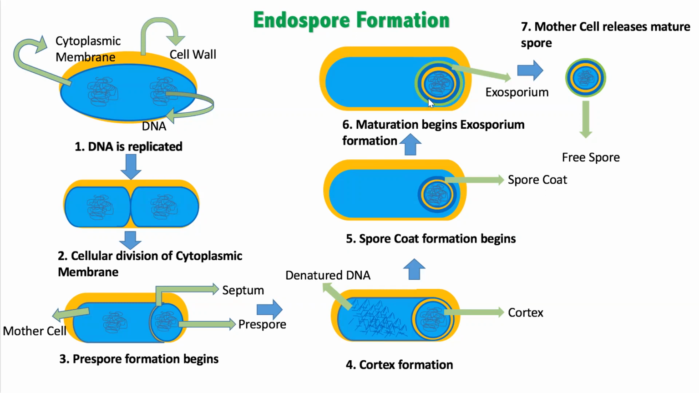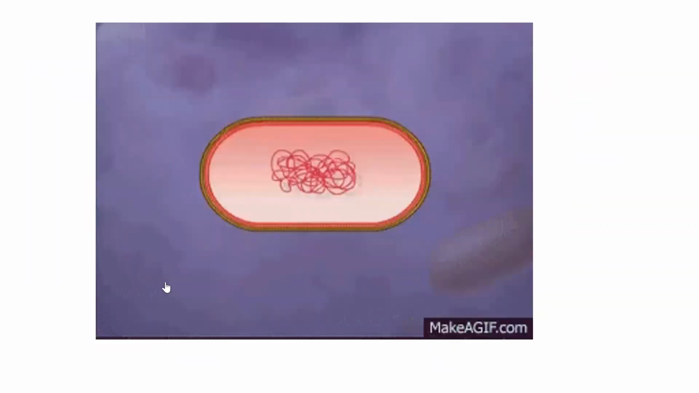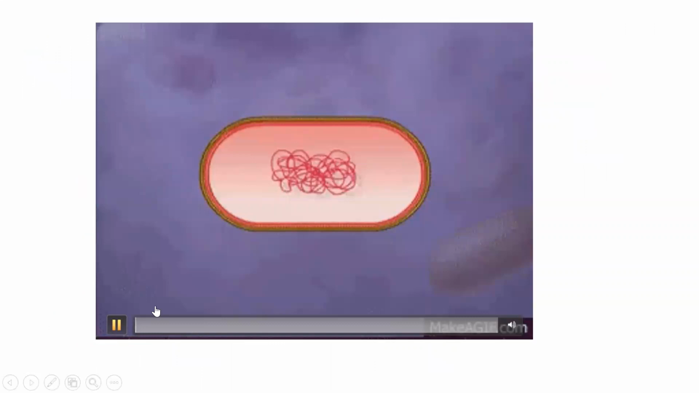So another covering is there. So it is called exosporium. Now this mother cell releases the mature spore, and this spore is getting out from the mother body, and it is coming as a free spore. So here we can see also, this is the DNA, the sporangium.